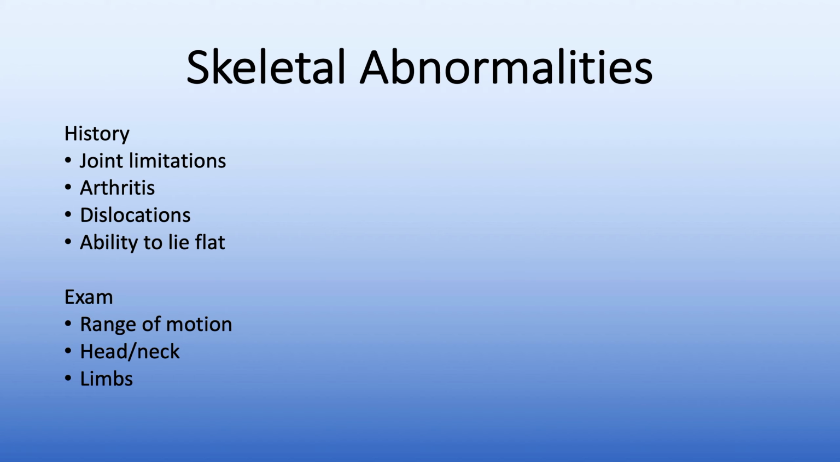Skeletal abnormalities are known as well. There can be joint limitations, inabilities to completely extend, or fixations in flexion. There can be arthritis. There can be dislocations or joints that easily dislocate. Some of our patients with ATS cannot really lie flat, and they need some bolstering with pillows or padding.